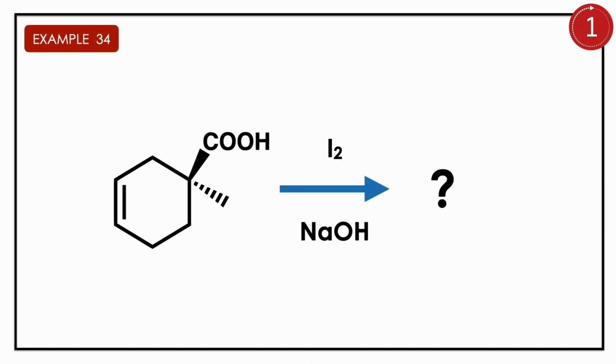Then the next example, you have cyclohexene attached with acid and methyl group. Both are stereochemically specified. You are using iodine and sodium hydroxide. You should find what will be the final product.